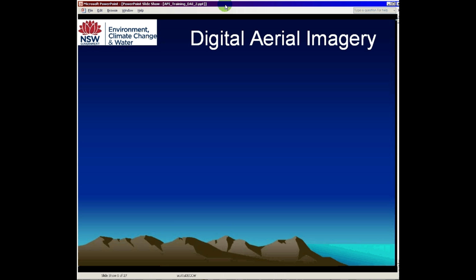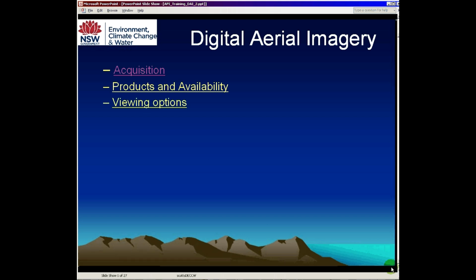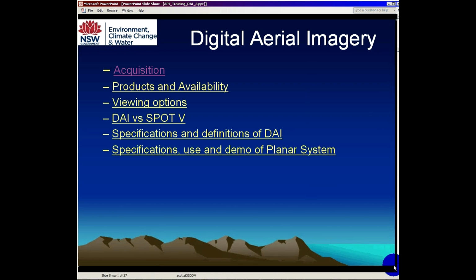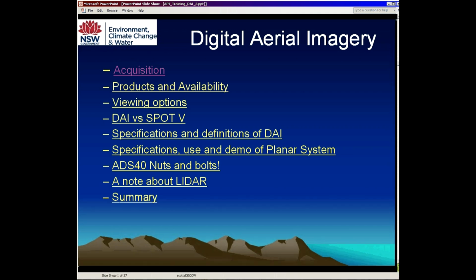The entire tutorial will cover a range of different issues. First of all, acquisition, as I've just mentioned. We'll also be talking about product and availability, viewing options, digital airborne imagery versus Spot 5, specifications and definitions of digital airborne imagery, specifications, use and a demonstration of the Planar system, ADS-40 bits and pieces, a note about LiDAR, and a summary. So in this particular tutorial, let's talk about acquisition.